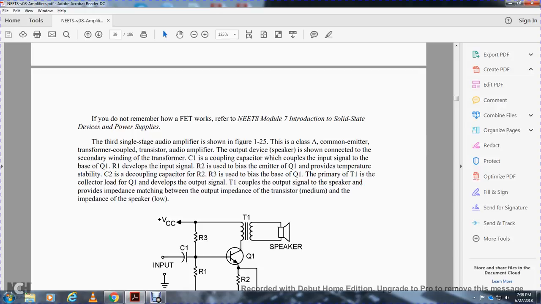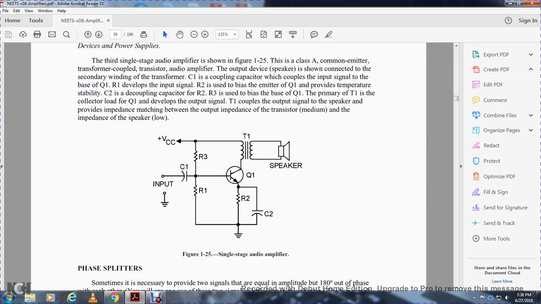with the decoupling capacitor. Resistor 2 and resistor 3 set the base-emitter bias of transistor 1. The primary winding of transformer 1, in the collector of transistor 1, develops the output signal, and the transformer winding couples the output signal to the speaker. This provides impedance matching, since the output impedance of the transistor is medium and the impedance of the speaker is low.